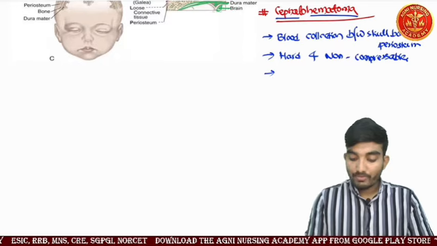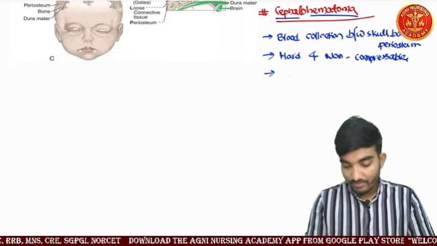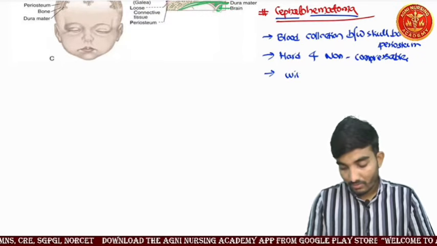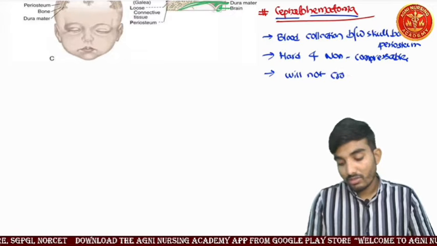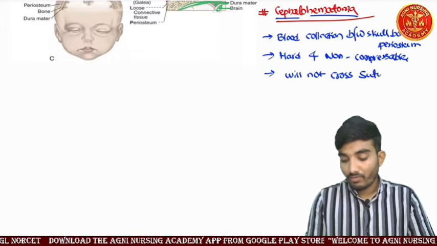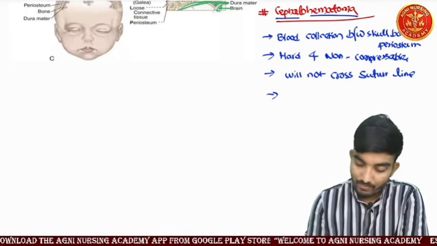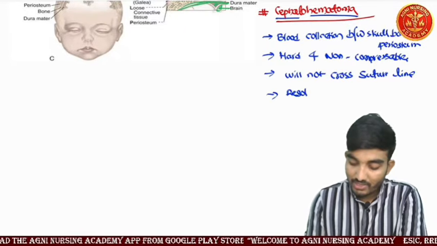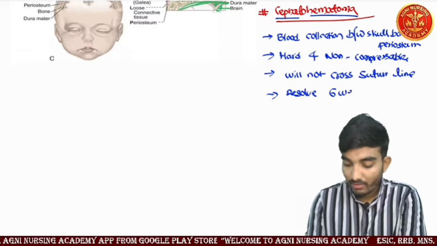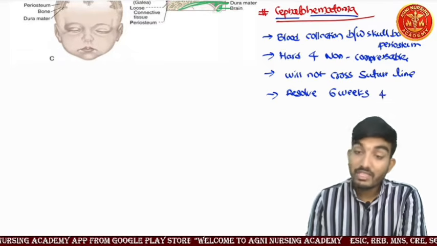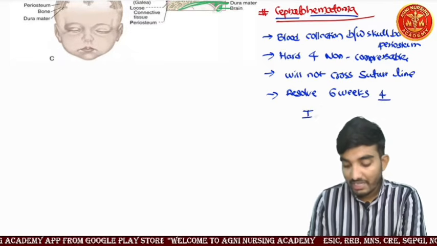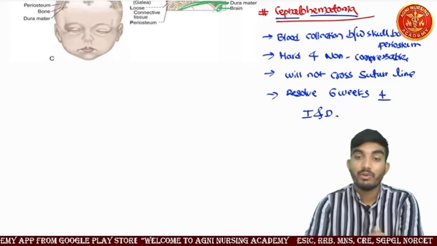Cephalohematoma does not cross the suture lines, and it will resolve within 6 weeks. If it is not resolving, we will do an incision and drainage procedure.